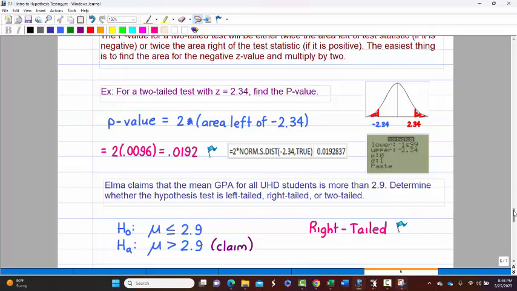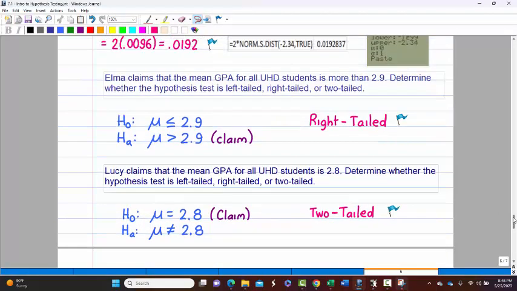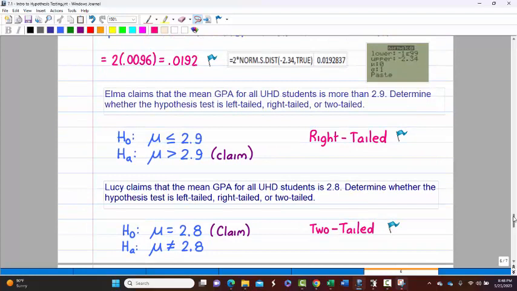All right, so now a couple of examples. You're just reading the statement and setting it up like we did earlier, except now using the new definitions for left-tailed, right-tailed, two-tailed, we're going to identify which one it is. So, Ilma claims that the mean GPA for all UHD students is more than 2.9. Determine whether it's left-tailed, right-tailed, or two-tailed.